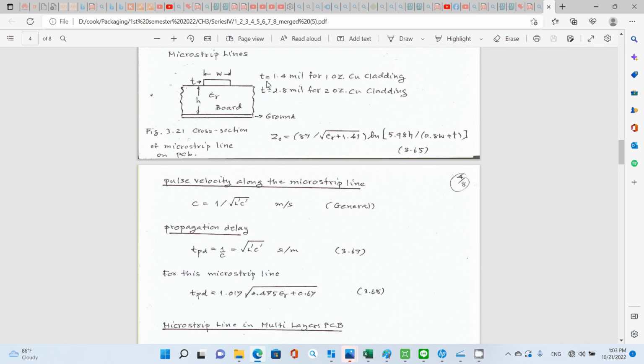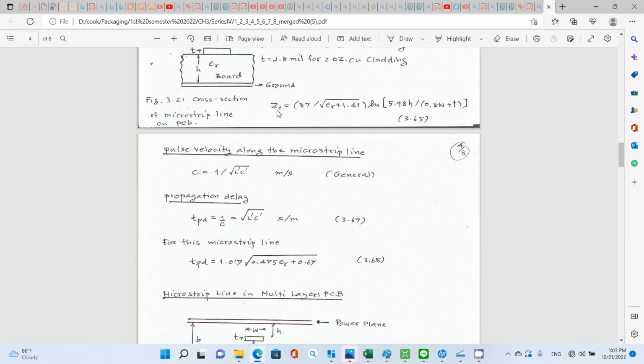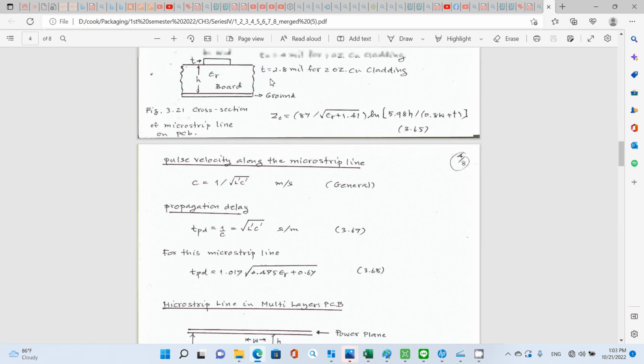we're going to define the thickness in terms of the weight. That means if you have 1 ounce copper cladding, your thickness is going to be 1.4 mil, and for 2 ounce copper cladding, the thickness is going to be 2.8 mil. And the characteristic impedance of this microstrip line is going to be according to equation 3.65. You know everything: epsilon r, that's the relative permittivity, and h and w and t according to this figure.